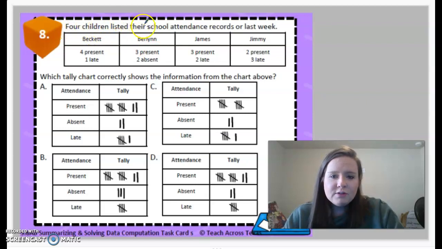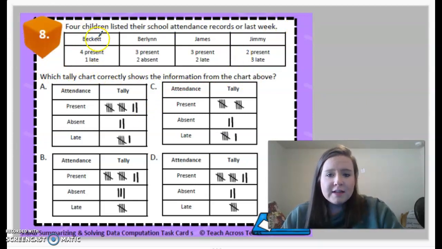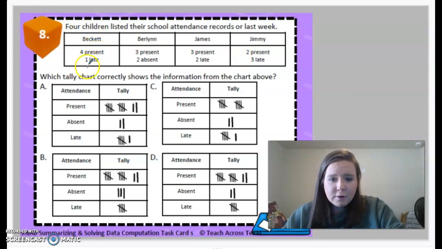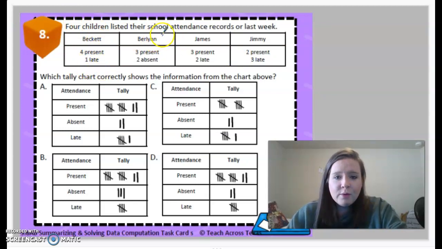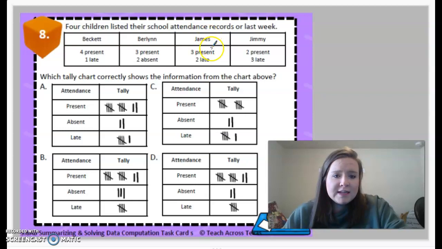Okay, so 4 children listed their school attendance records for last week. Which tally chart correctly shows the information from the chart above? All right, so you have Beckett, who was present 4 days and late 1 day. Berlin, who was present 3 days and absent 2 days. James, who was present 3 days and late 2 days. And Jimmy, who was present 2 days and late 3 days.